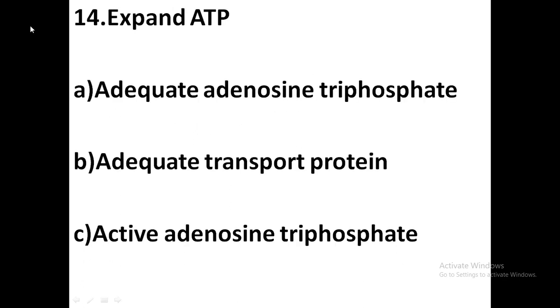14th one, expand ATP. Option A, adequate adenosine triphosphate. Option B, adequate transport protein. Option C, active adenosine triphosphate. Answer, option A, adequate adenosine triphosphate. ATP means adequate adenosine triphosphate.